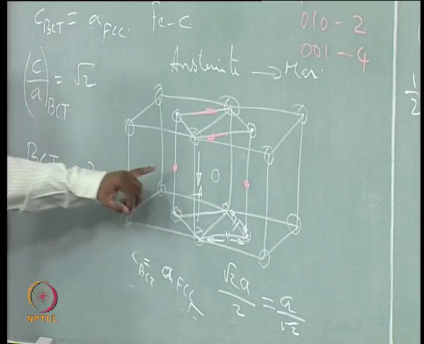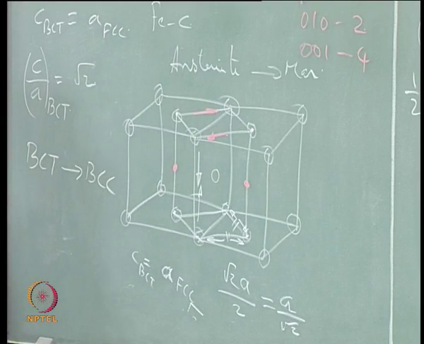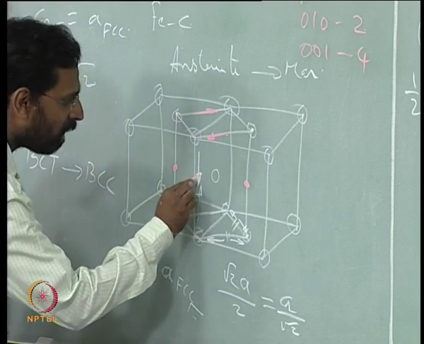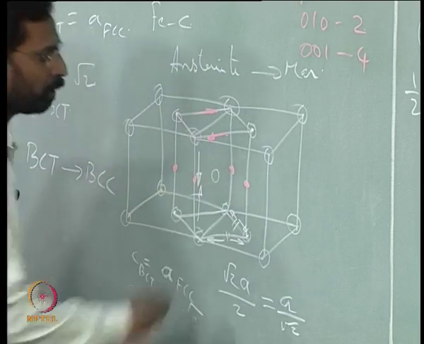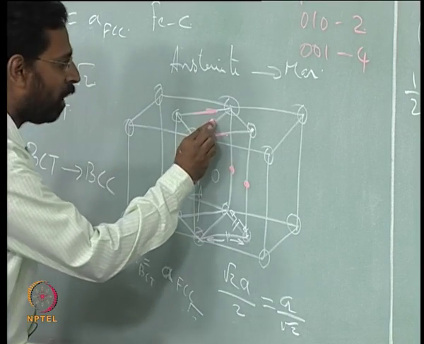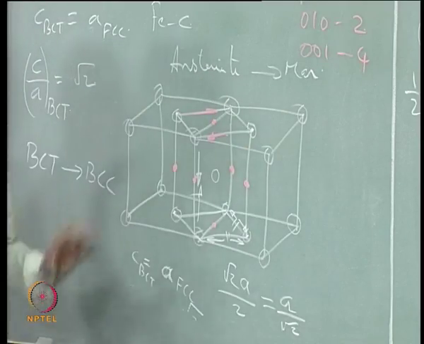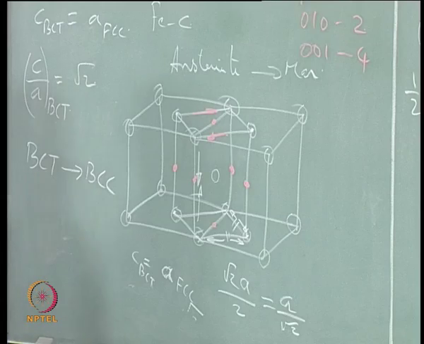The body centered position of the FCC are these two, that is where carbon atom will sit. And what are the other octahedral positions? Edge centers. So that means this is an edge center, this is also an edge center. Am I right? This is also an edge center, this is also an edge center. I am not considering other points, I am only considering that corresponding to the BCT.